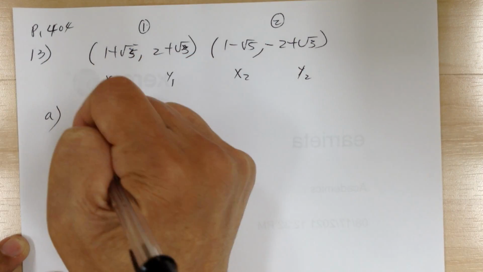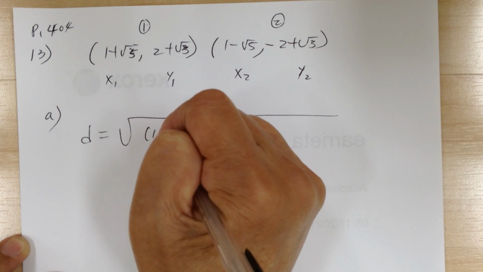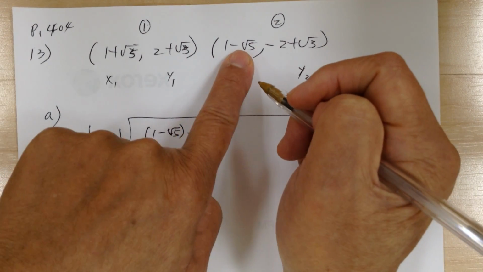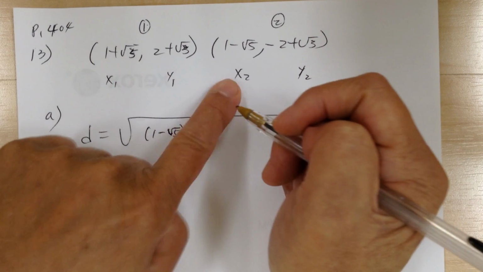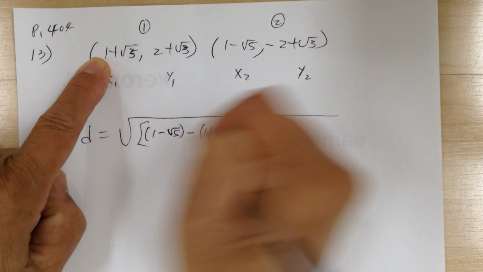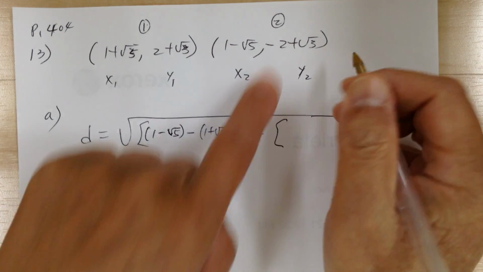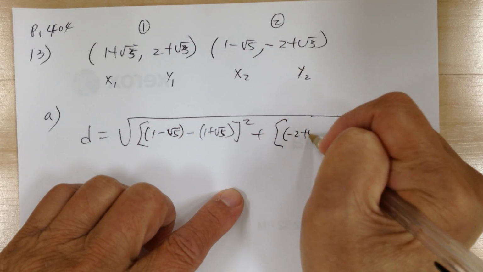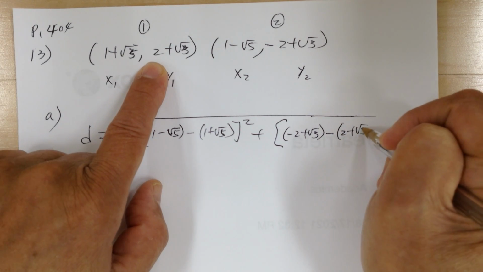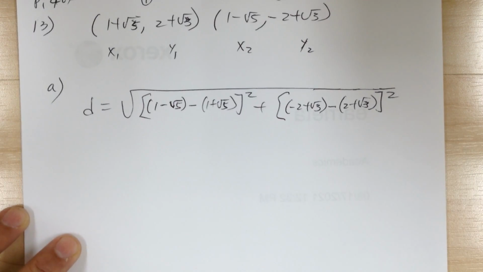So for A, you're looking for distance, so distance will equal the square root of x2 minus x1, that is 1 minus square root of 5, minus... you have to be careful with this. I'm going to do one extra step because of a lot of mess. And we got y2 minus y1 squared. Okay? So when you get more messy, you want to do it step by step.